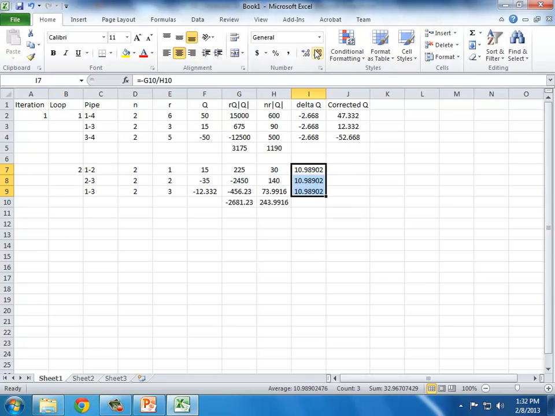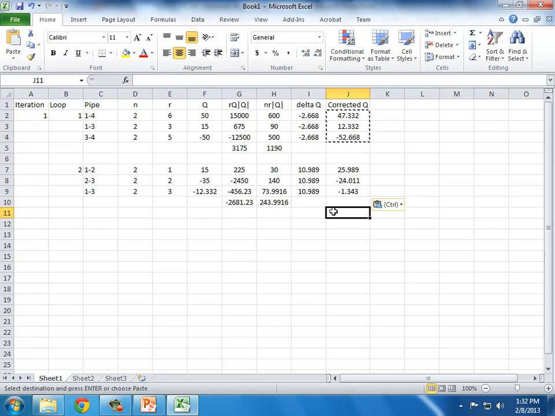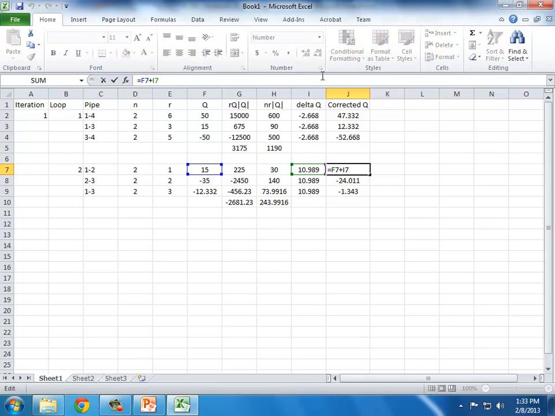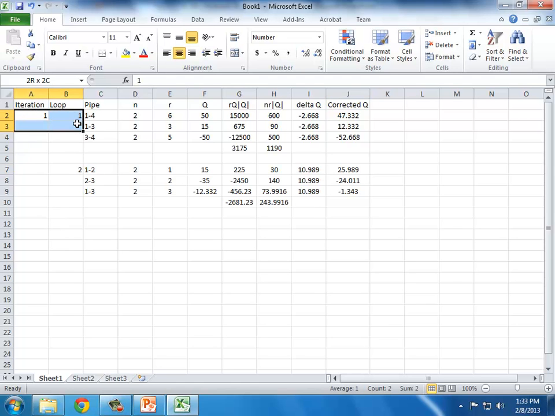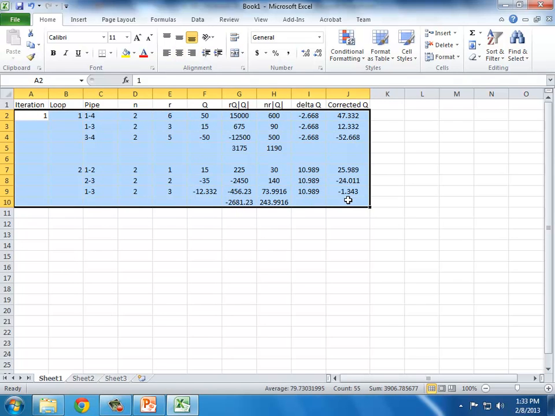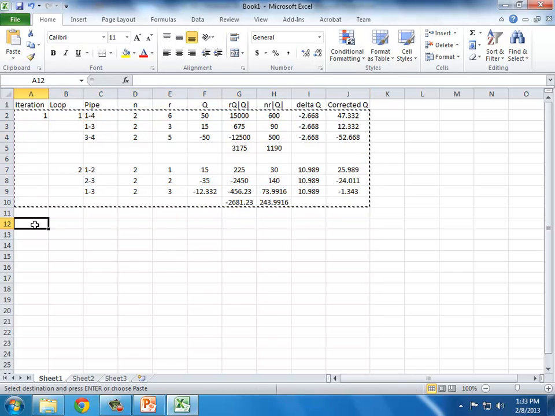All right, and so that my corrected Q, I can Control C, Control V, because it's just going to be pasting the formula, not the values, and it's going to be transposing the row that it's looking at. Okay, so it's a lot easier than doing it on the board, if for no other reason, because we don't actually have to write the numbers. Next is iteration 2. I'm going to copy all of this, Control C, Control V.